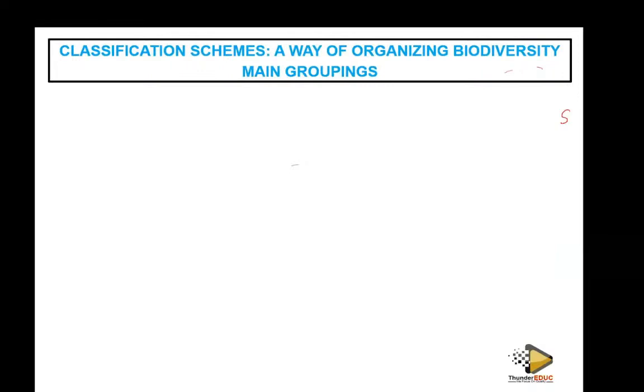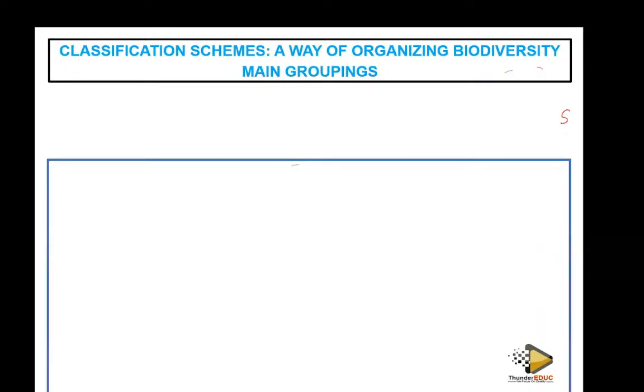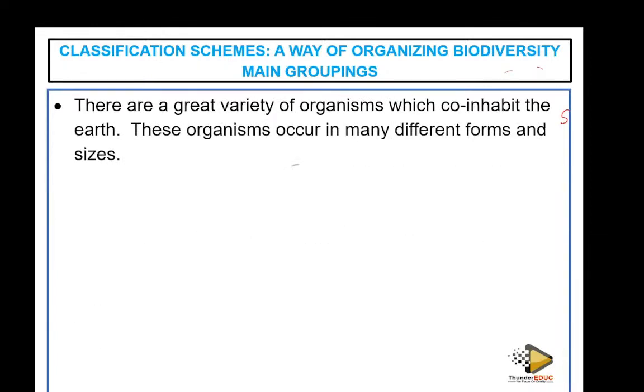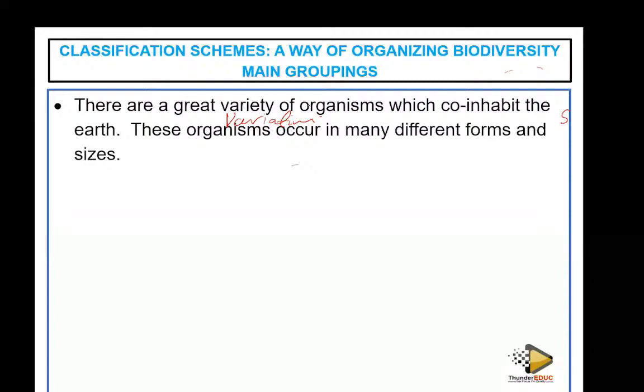Classification schemes, a way of organizing biodiversity into main groupings. In this case, we are going to look at the great diversity. What is diverse? Diverse is the difference among organisms. And when you are trying to compare these organisms, it's better to compare the organisms of the same species. So variety brings about variation, or variation brings about the variety of these organisms you have among the organisms.